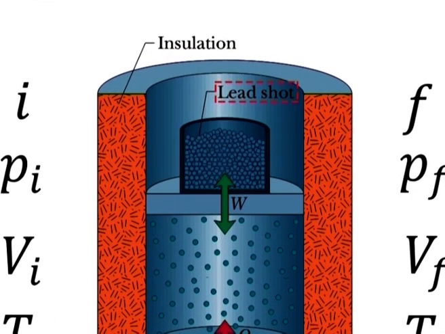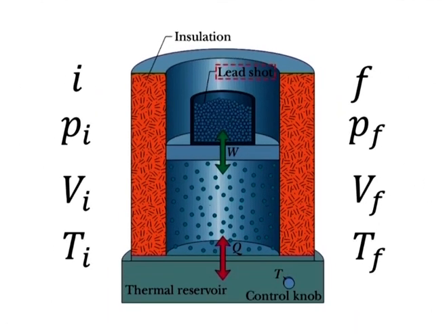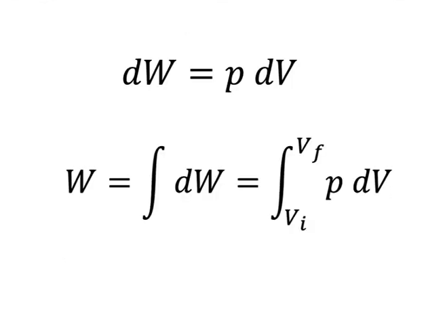When you have removed enough shot to allow the gas to change its volume from Vi to Vf, the total work done by the gas is given by W equal to the integral of dW, which is equal to the integral of P dV from Vi to Vf. During the volume change, the pressure and temperature may also change. To evaluate this equation directly, we would need to know how pressure varies with volume for the actual process by which the system changes from state I to state F.